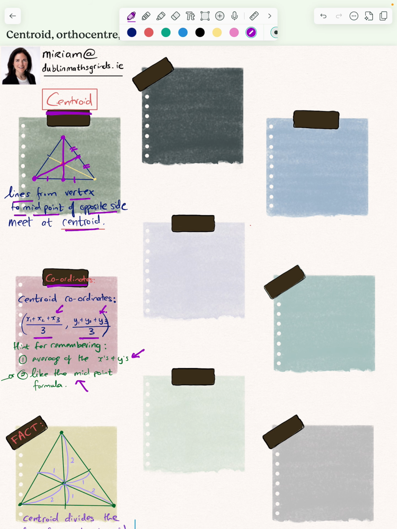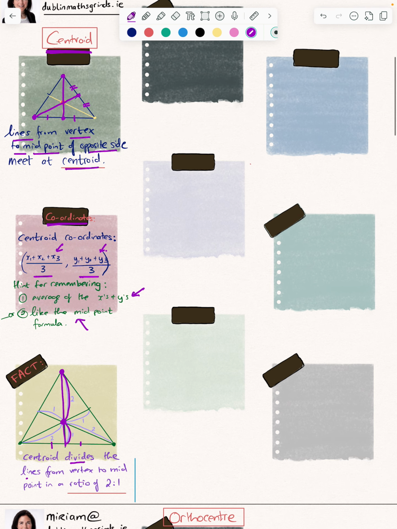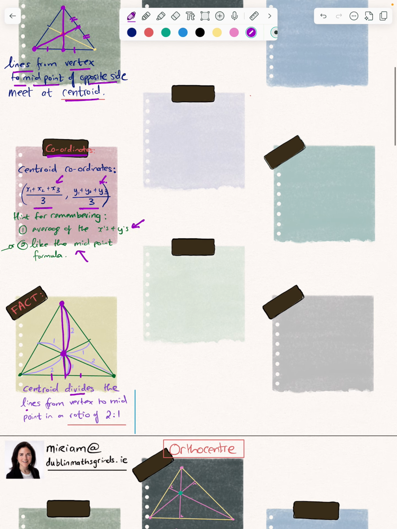Okay, now a fact about the centroid, and that is the centroid divides the lines from vertex to midpoint in a ratio of 2:1. So these are the lines that we were talking about earlier that all intersect the centroid. So they go from the vertex to the midpoint of another side. And the centroid itself divides any of those lines in the ratio 2:1. Again, you need to know that. If there's something I'm mentioning that is in the log tables, I'll always tell you what page it's on in the log tables so that you don't have to remember it, but all of these facts you will need to know.